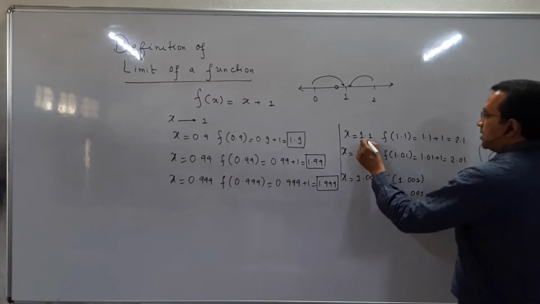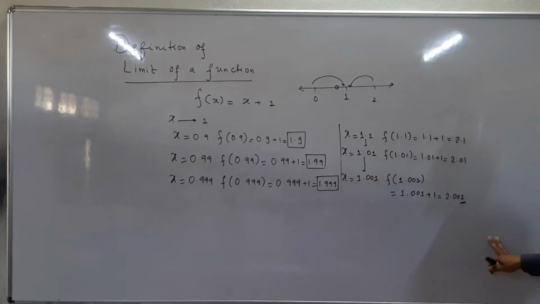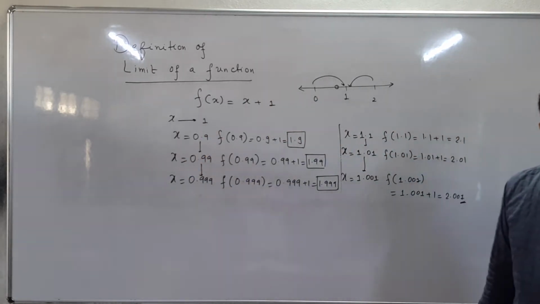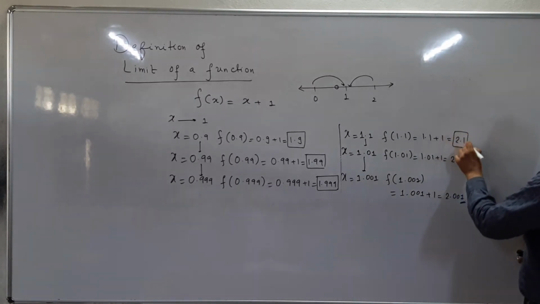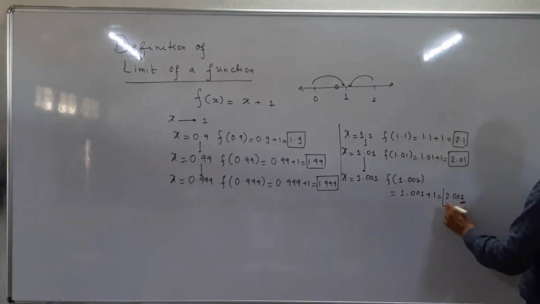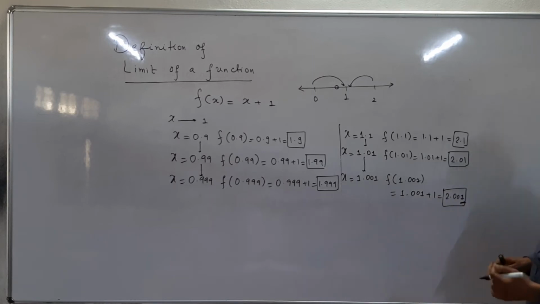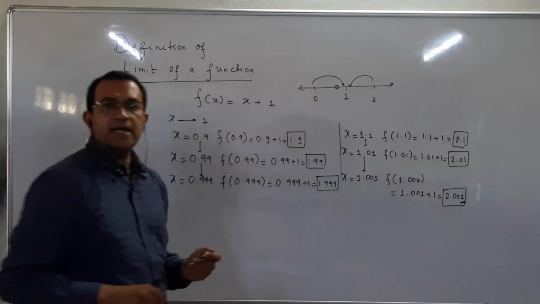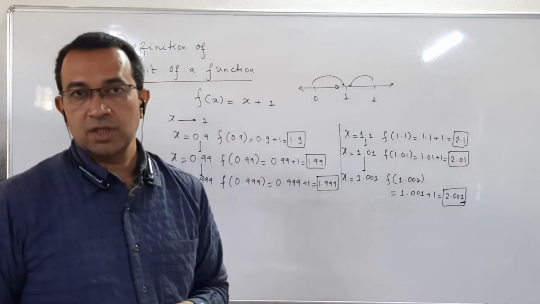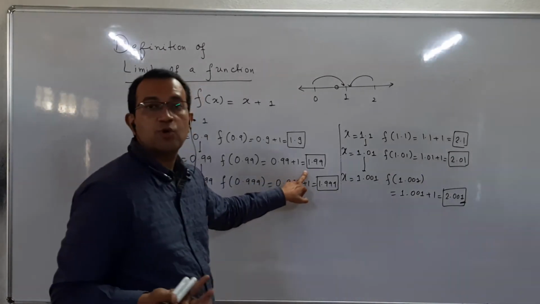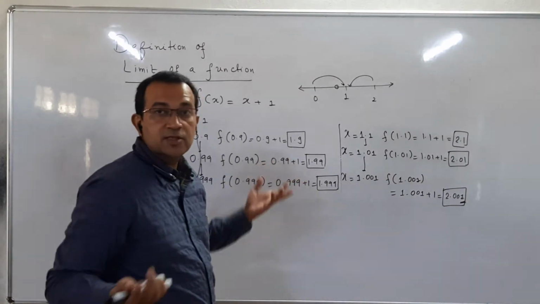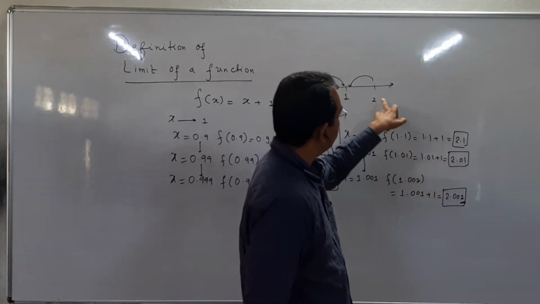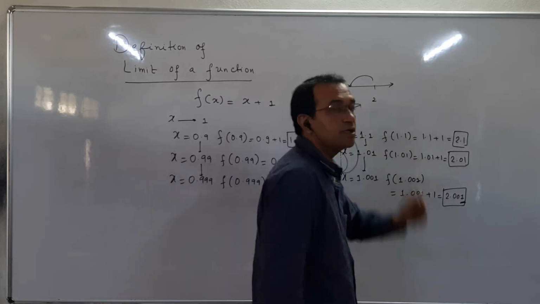Observe this rhythm. From the right hand side, x is decreasing. From the left hand side, x is increasing. Check this answer. 2.1, 2.01, 2.001. If I observe, students, there are 6 boxes. Now 1.999 is close to what? 2. Even 1.99 is close to what? 2. 1.9 is also close to what? 2. 2.1 is also close to 2. 2.01 is still closer. 2.001 is still closer.